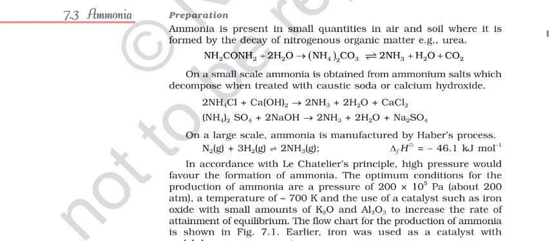Ammonia preparation. Ammonia is present in small quantity in air and soil, where it is formed by the decay of nitrogenous organic matter, for example urea. On a small scale, ammonia is obtained from ammonium salts, which decompose when treated with caustic soda and calcium dihydroxide. On a large scale, ammonia is manufactured by Haber's process.